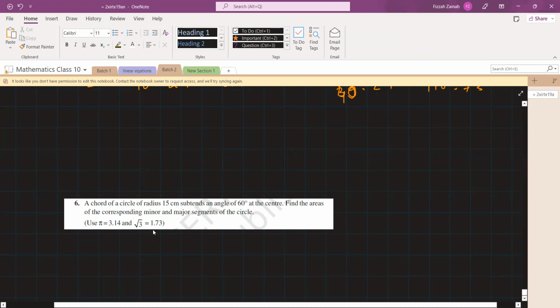Now you can see in this question, it's already given. Root 3 is 1.73. So that means you have to substitute it. Okay.